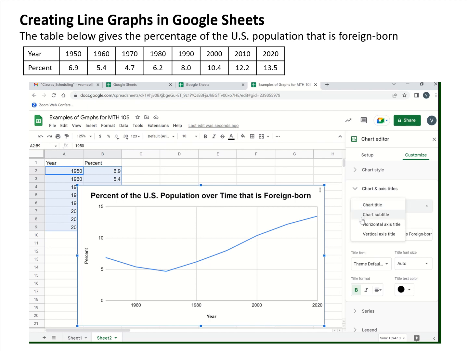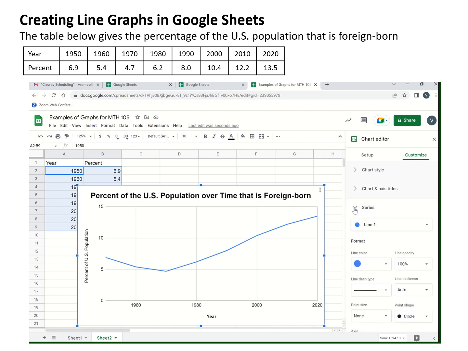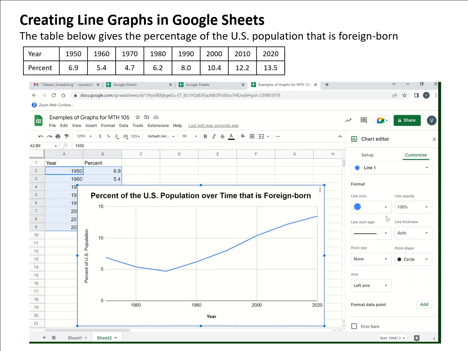We could be a little more specific on our vertical axis title. Right now it just says percent, but this is the percent of the U.S. population. So I could be more specific. And then the other thing we want here, I mentioned that's really missing, is those dots for where the data is. You can find that by going to Series Options, and under Series Options we can choose the color we want the line to be.